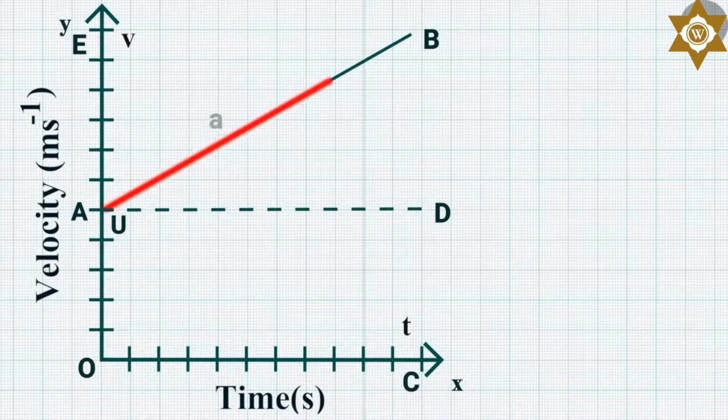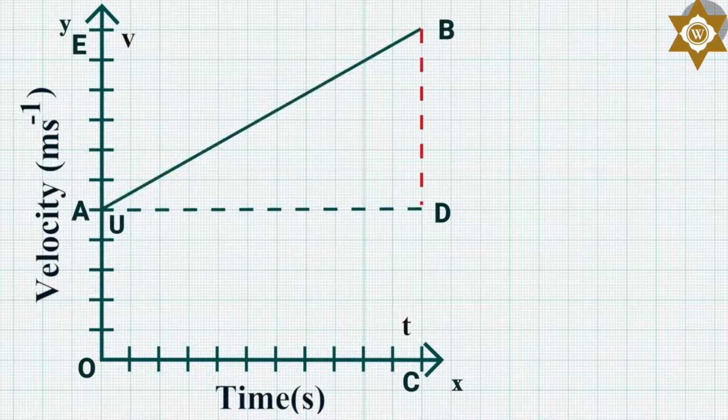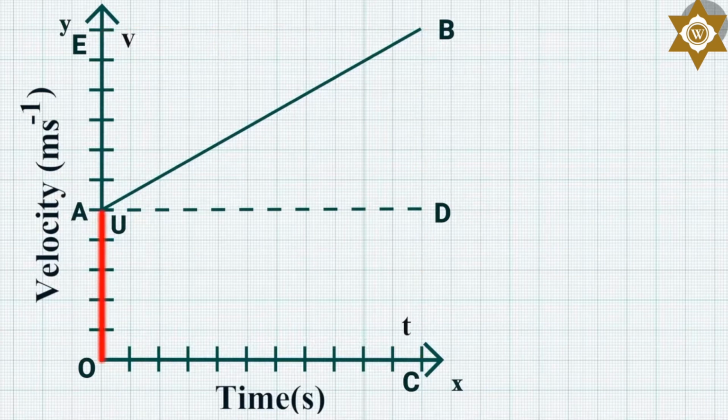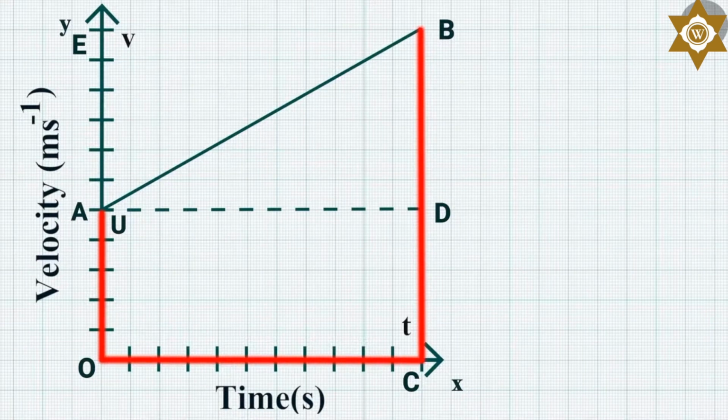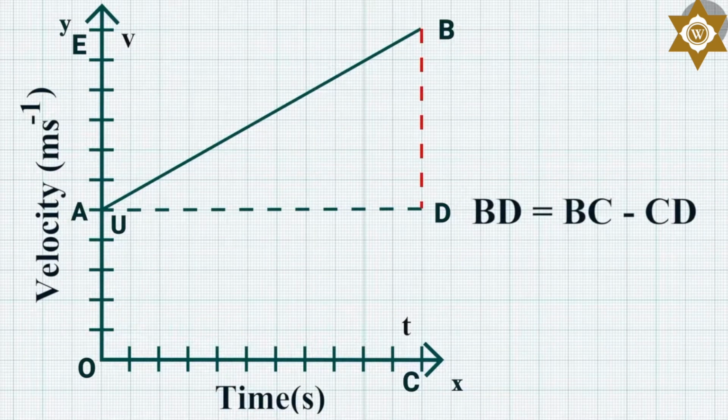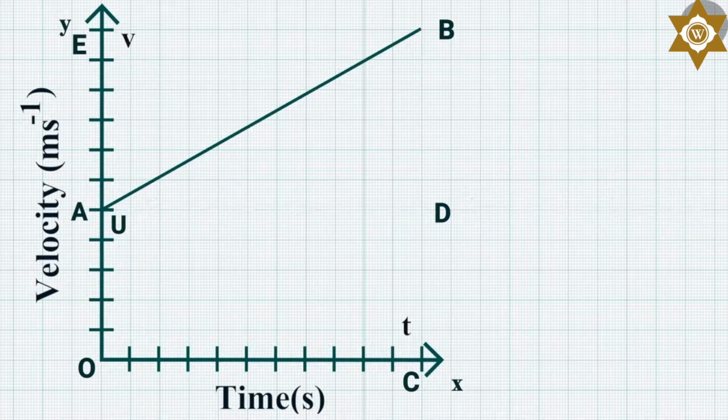Let the change in velocity at a uniform rate be a. Draw two perpendicular lines BC and BE from point B to x-axis and y-axis respectively. Now, OA is initial velocity, BC is final velocity, and OC is time interval t. The change in velocity is shown by the line BD, where BD is equal to BC minus CD. Now, let's draw a line AD parallel to OC.